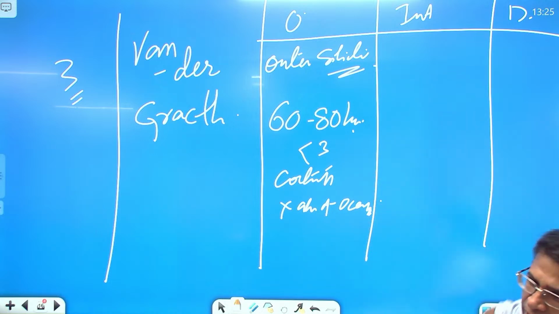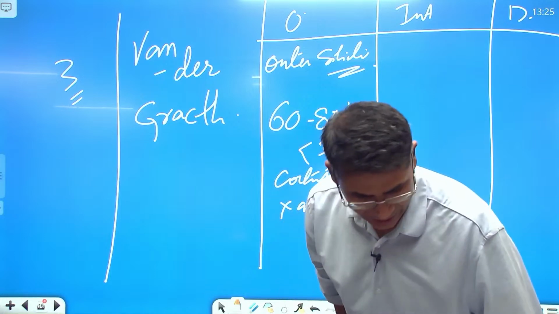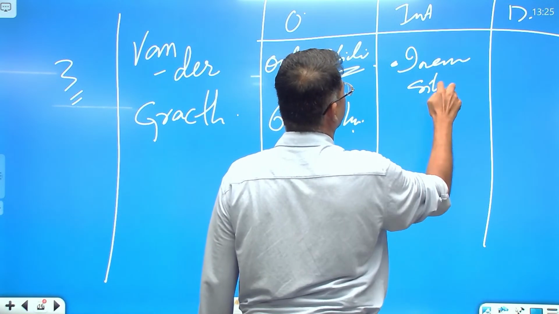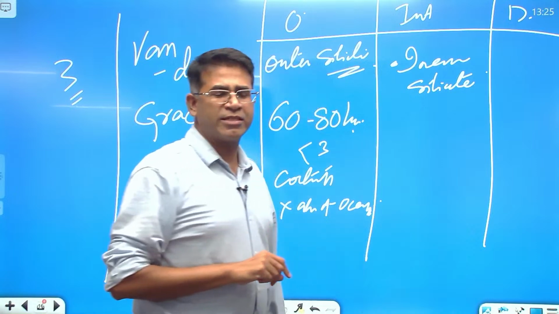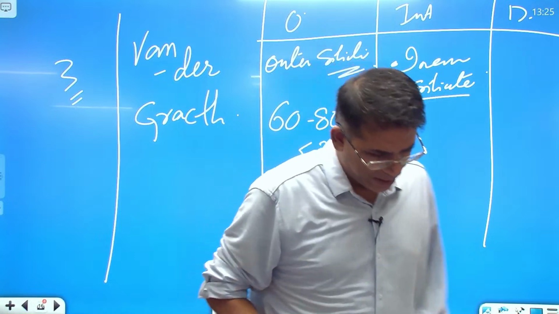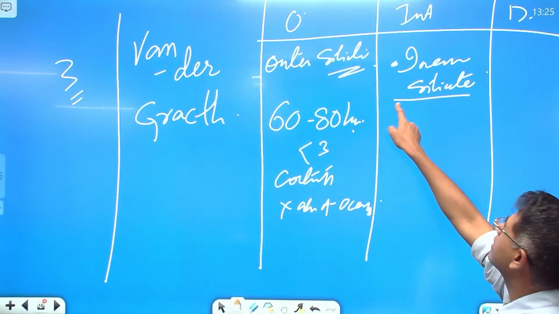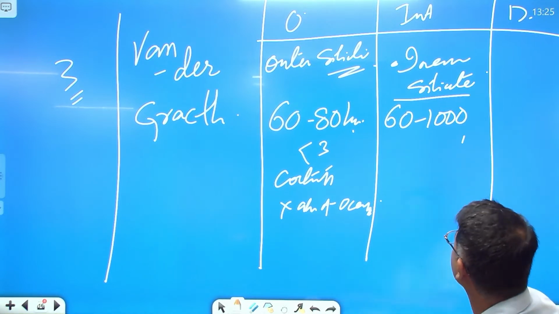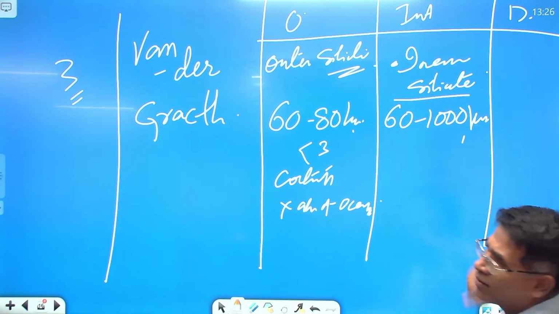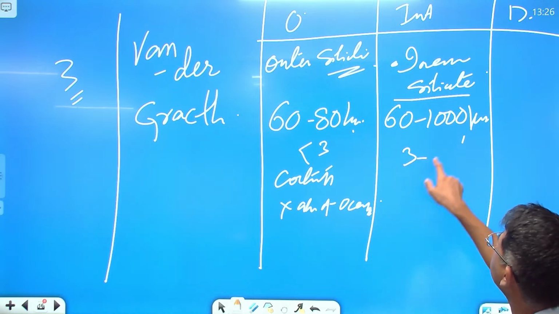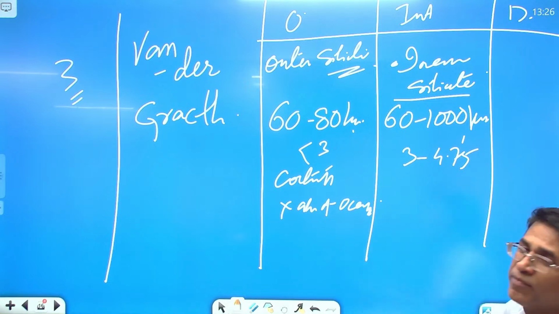जो intermediate layer है, इसके दो layer हैं. There is a layer called the inner silicate layer. Okay. इसका property लिखो. This is approximately 60 to about 1,000 kilometers thick. This has a density of about 3 to 4.75.